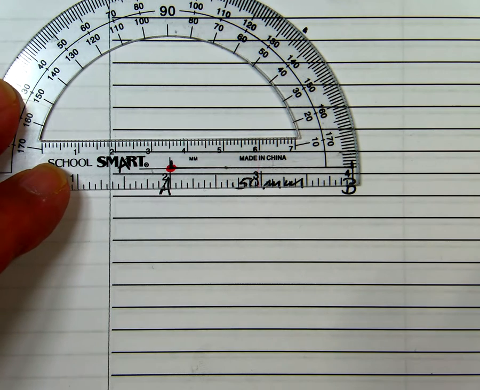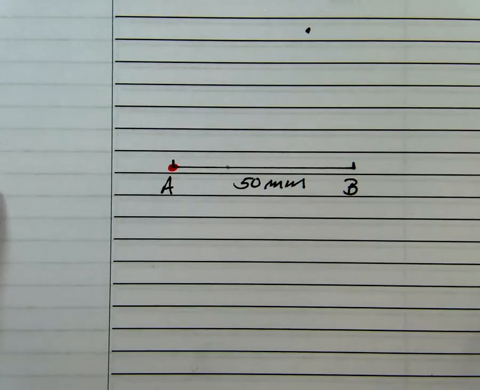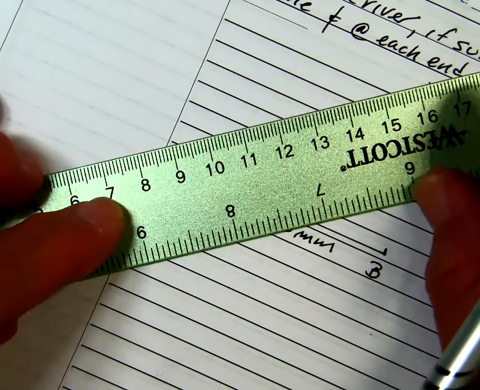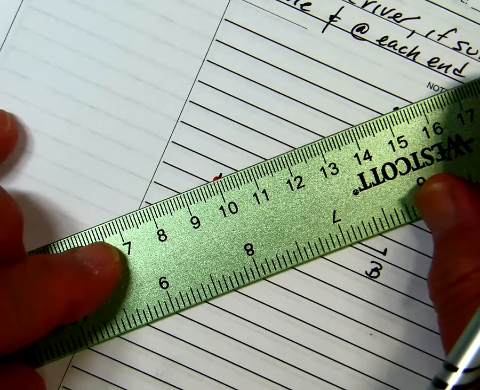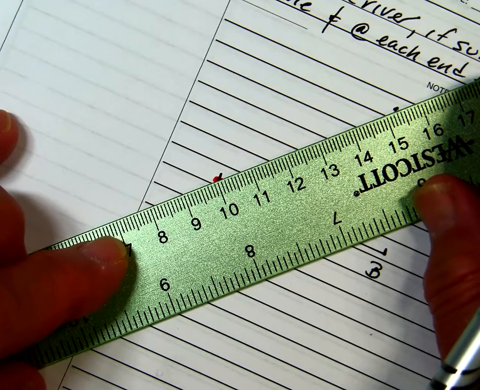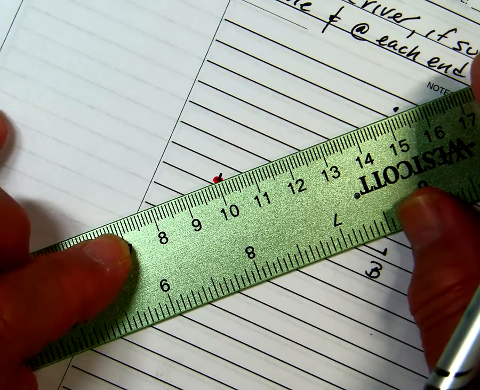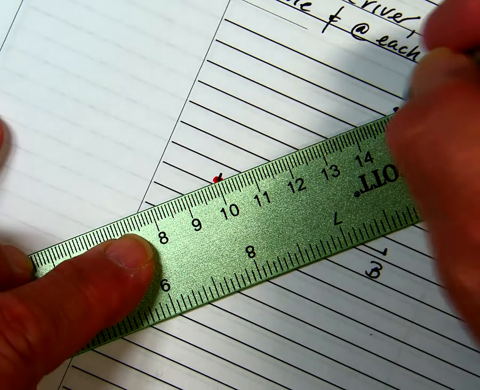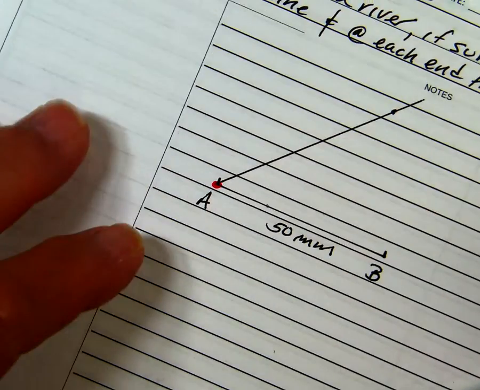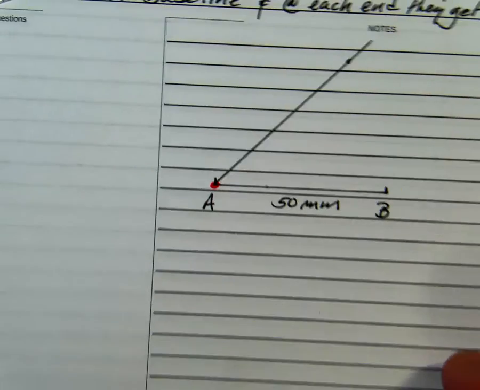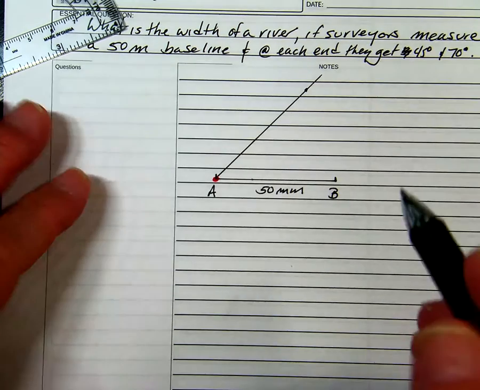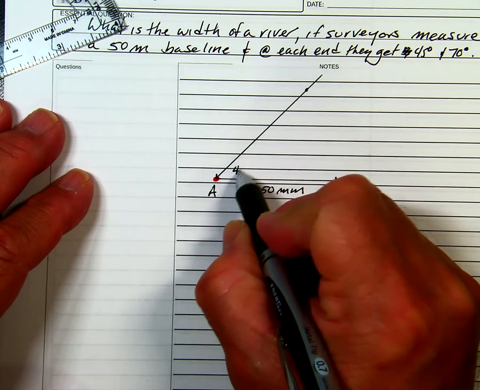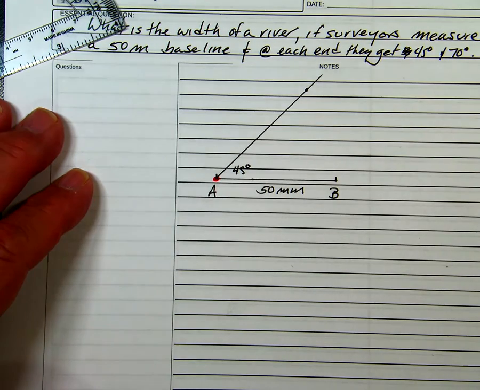Now, I'm transferring what the surveyors did onto our paper, so I'm going to go ahead and now connect it with a straight edge and basically connect the line. So now I have my dimensions done. This is a 45-degree angle. You do the same thing on the other side.